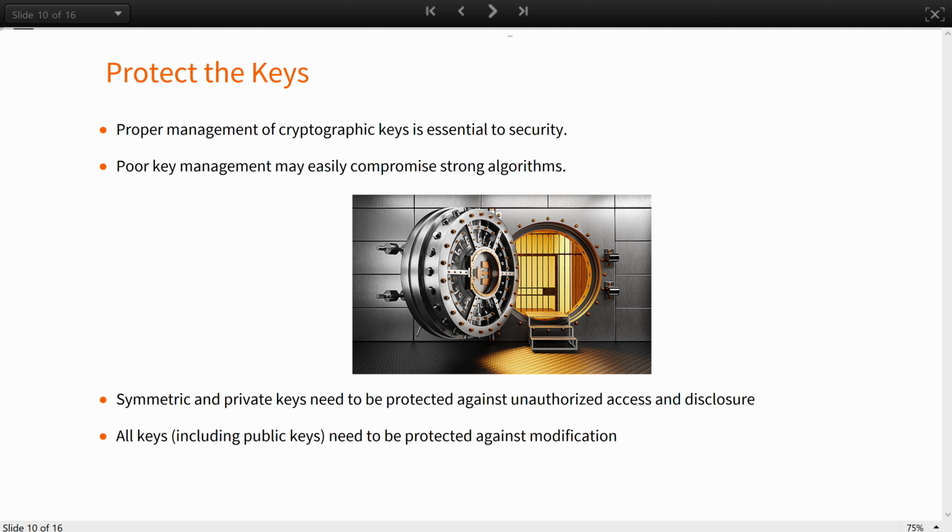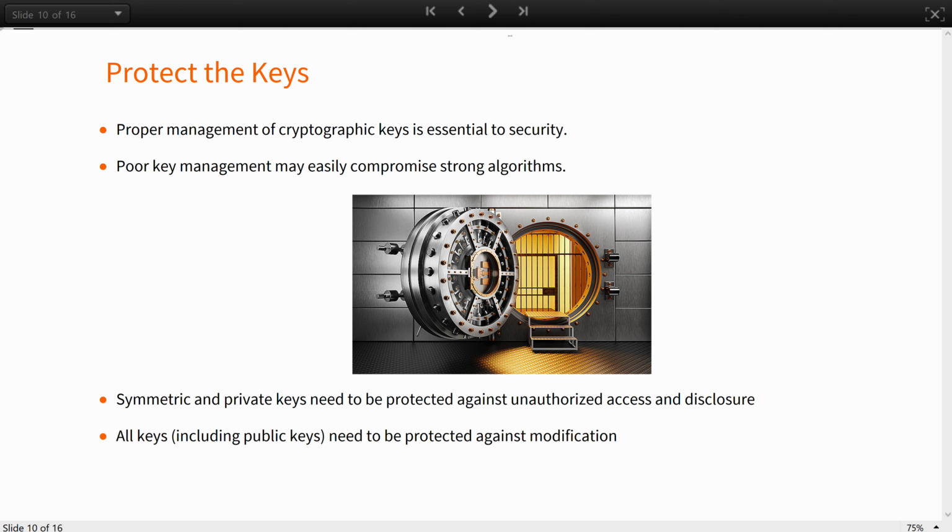Cryptographic keys play an important part in the operation of cryptography. The proper management of cryptographic keys is essential to the effective use of cryptography for security. Poor key management may easily compromise strong algorithms. Remember that a tough bank wall will not protect the gold inside if the lock combination is written on a sticky note next to it.